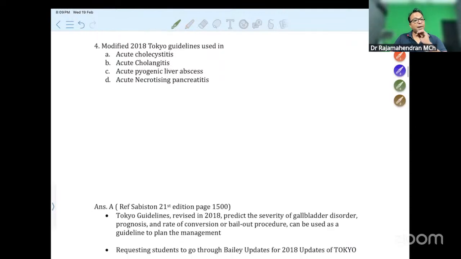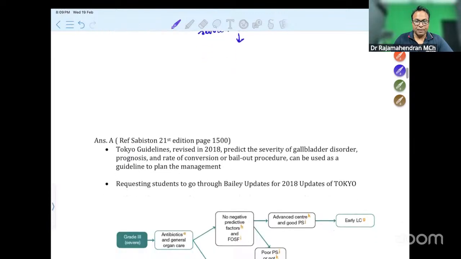So that is a question from Bailey and Love. This is from the 28th edition of Bailey and Love. Modified 2018 Tokyo guidelines are used for acute cholecystitis. So this is a new update in Bailey and Love. I hope most of you would have read this point. Tokyo guidelines for acute cholecystitis are fully updated, and for severe acute cholecystitis, as per Sabiston, the treatment of choice is percutaneous drainage.